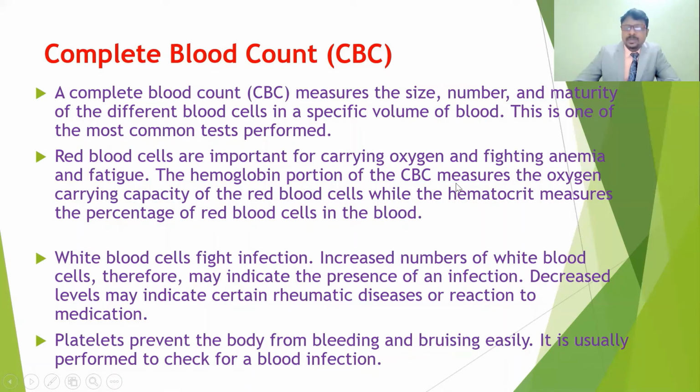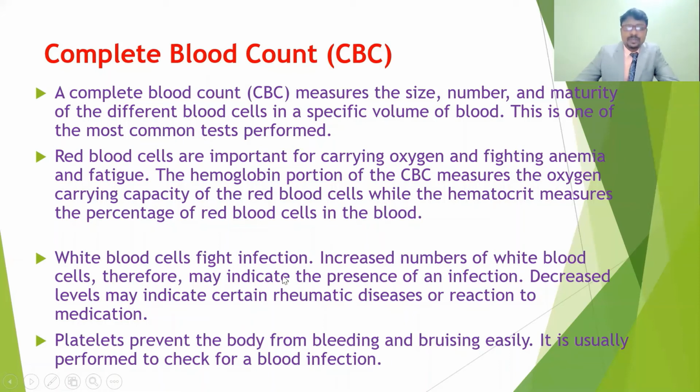The hemoglobin portion of the RBC in the CBC measures the oxygen capacity of the red blood cells, while hematocrit measures the percentage of red blood cells in the blood. So that is the reason if you want to know the level of the health status and also oxygen level in our blood. If you know the hematocrit measurements, we can know the blood cell health status.